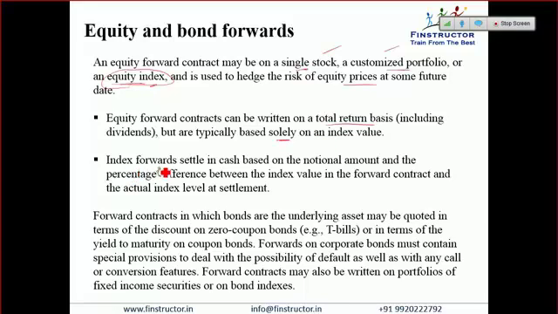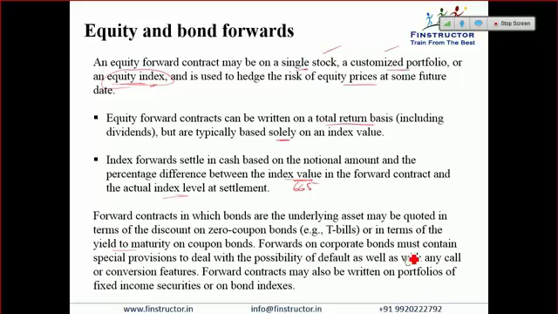Index forwards settle in cash based on the notional amount and the percentage difference, as we explained in our example, between the agreed upon value and the actual level of the index. So in our example, the agreed upon value was around 665, the actual value was higher, and hence there was a payment. Forward contracts in which bonds are the underlying may be quoted in terms of discount or in terms of the yield to maturity. In our example, we used the discount basis yield. Very well, the yield to maturity could have also been given and we could have derived the price from there.